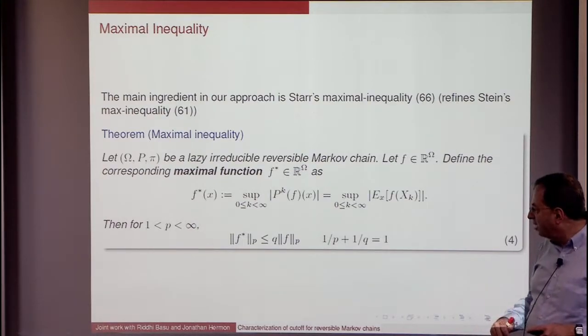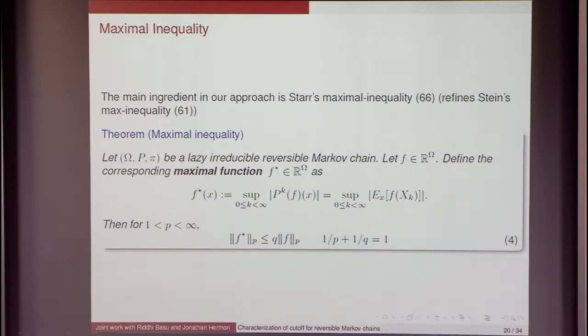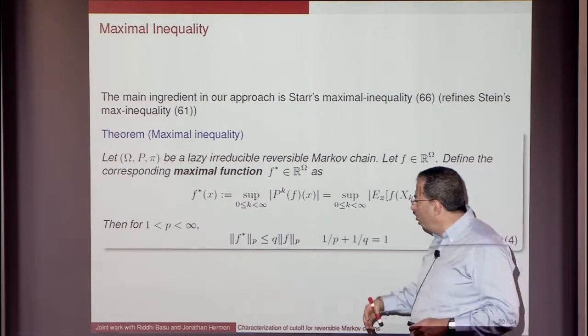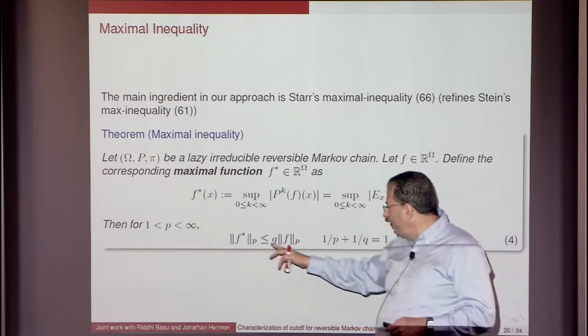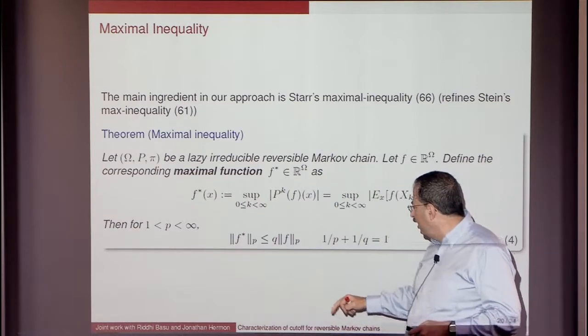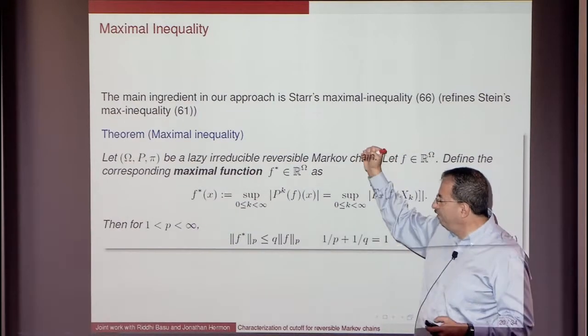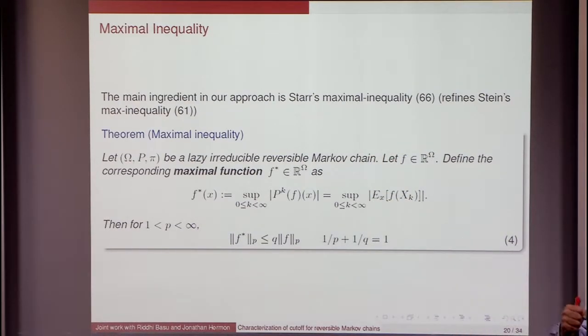And so what is the maximal function? f star of x is so we take P to the k f, and we maximize over all k into the future. So this is a much larger function, but it turns out not so much. If we take any p bigger than 1, and we take the L^p norm of this, then it's bounded by q times the L^p norm of the original function. Remember, if you take a fixed time, then the operator is a contraction in any L^p space, so the norm always goes down. But here, we're not taking a fixed time, we're maximizing over all times, and we only lose a constant, and the constant is not too bad.